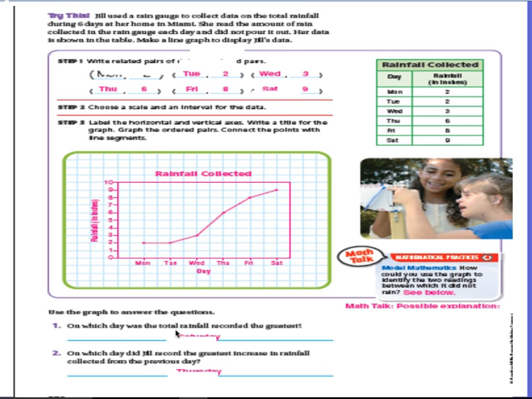On which day was the total rainfall recorded the greatest? Saturday, because you can see it was 9. On which day did the record show the greatest increase? So we went 2 to 3, 3 to 6, 6 to 8. So I would say it was from Wednesday to Thursday. So on Thursday there was the biggest increase.